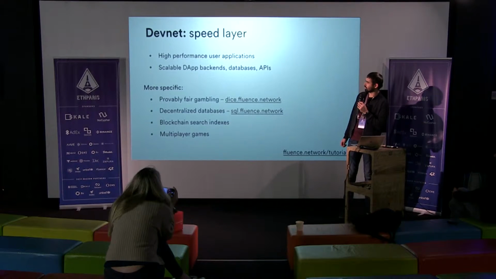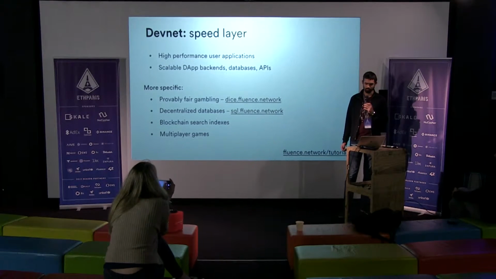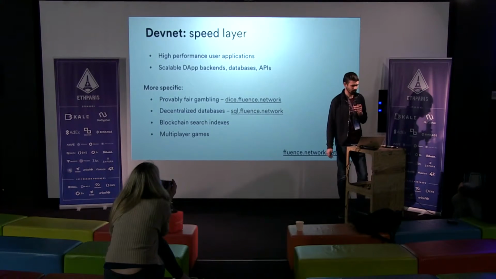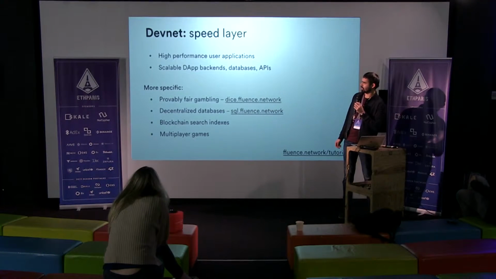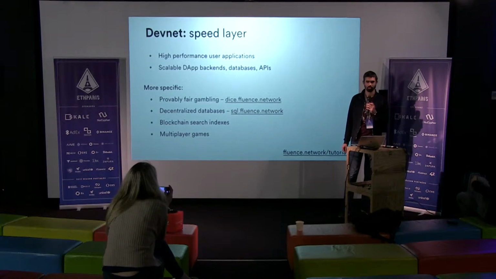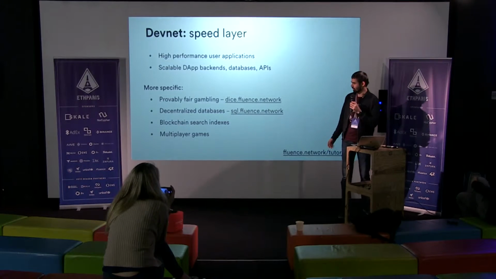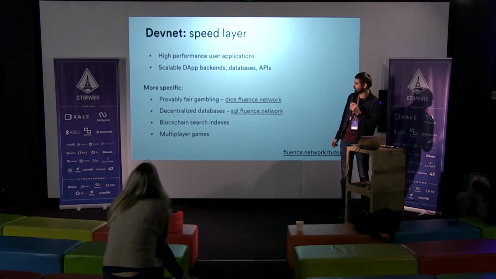Good news is that Devnet, which is a speed layer implementation of Fluence, is already live, and these possibilities to use Fluence are not theoretical but practical. We have several examples of what could be done with Fluence, which you could just git clone, try, and so on. For example, we have a decentralized SQL database, or we have a provably fair gambling dice game. I will show it later.